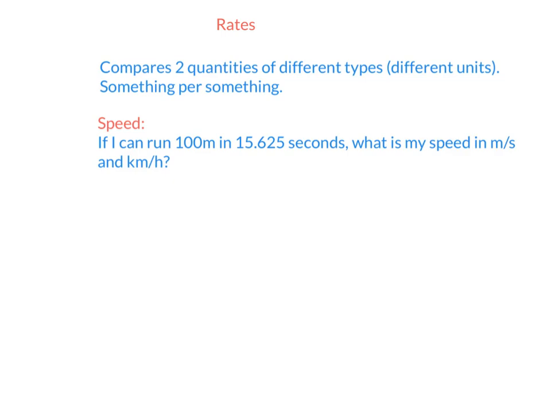Speed is distance per time. It's like meters per second or kilometers per hour. So let's look at this question here. I can run 100 meters in 15.625 seconds. What is my speed in meters per second and kilometers per hour?